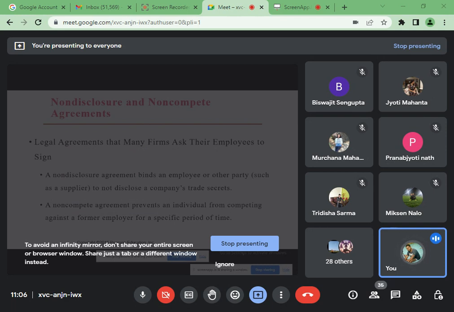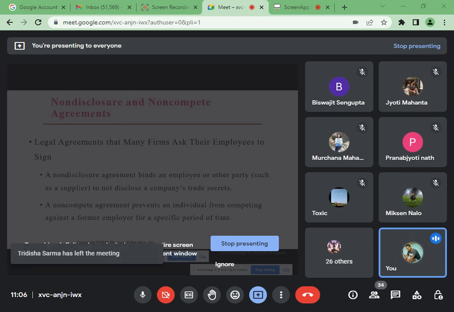Non-disclosure and non-compete agreements are legal agreements that many firms ask their employees to sign. A non-disclosure agreement binds an employee or other parties, such as a supplier, to not disclose a company's trade secrets. So a non-disclosure agreement means we don't disclose anything covered by the agreement we are signing, whether we are an employee or another party like a supplier, we must not disclose the company's trade secrets.